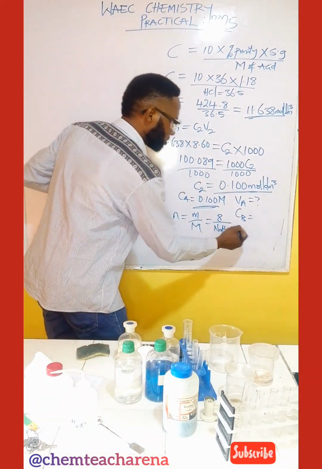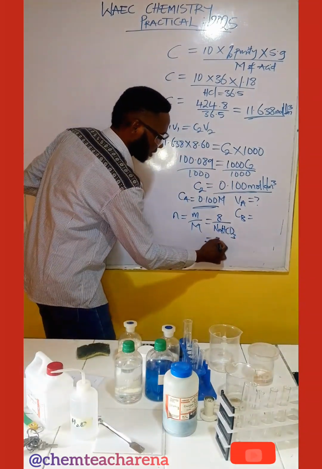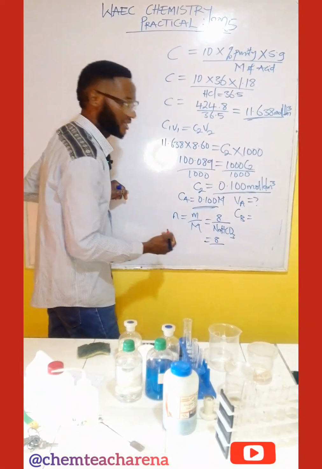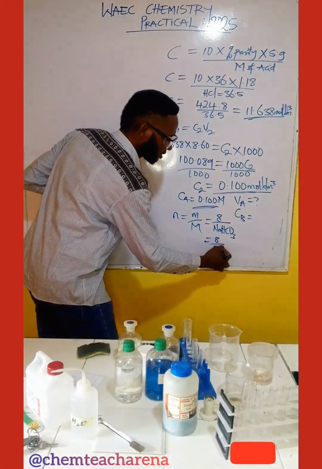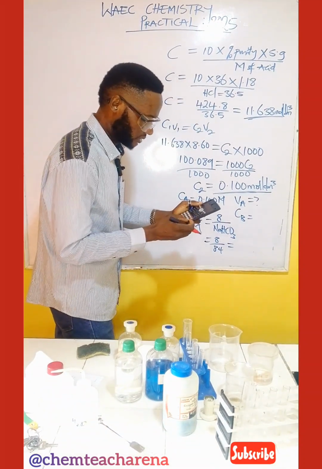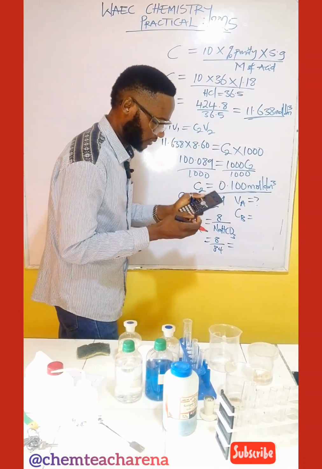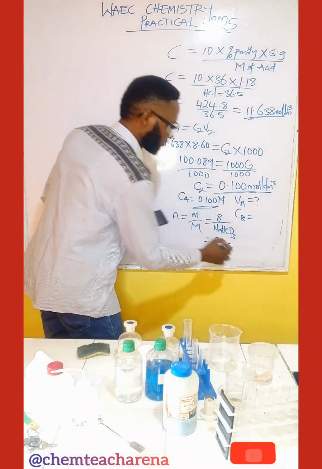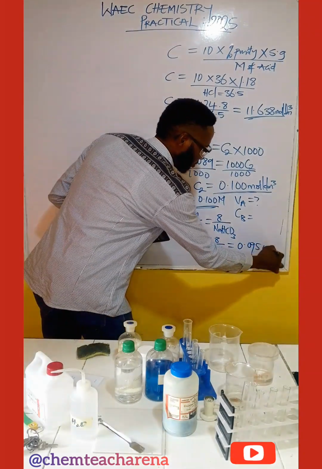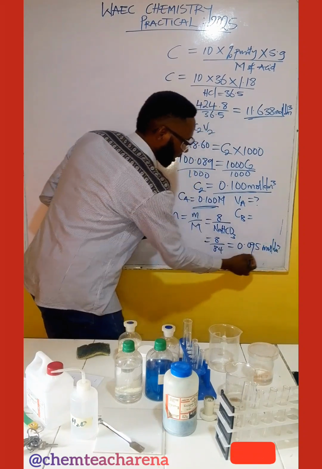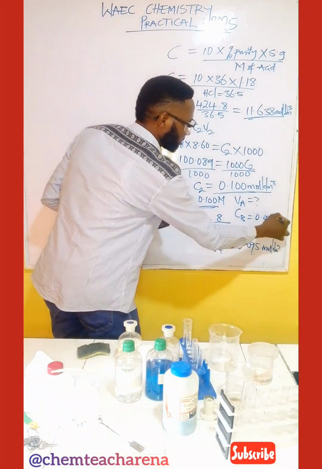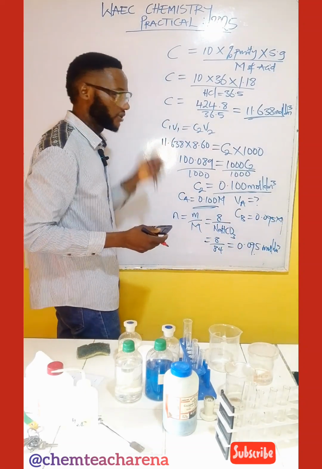So what do we do next? We now say this is equal to 8 over the molar mass of this one, which will give you 84 gram per mole. So it is 8 divided by 84. What do we have? We have 0.095 mole per dm cube. Our Cb here becomes 0.095 mole per dm cube. Are we together? It's very simple.